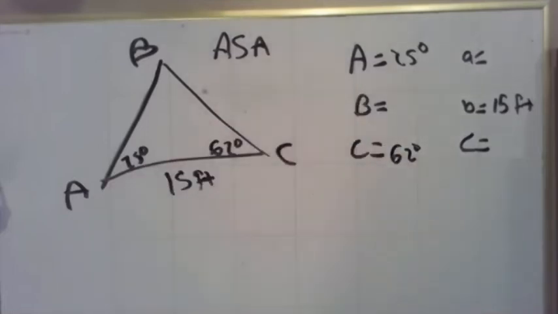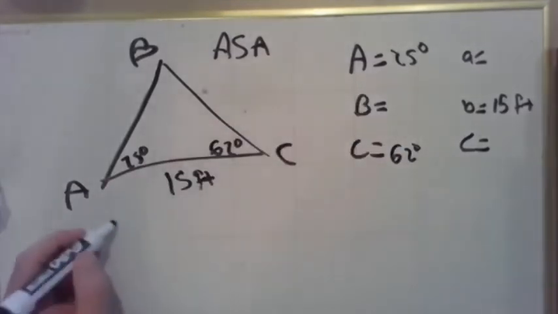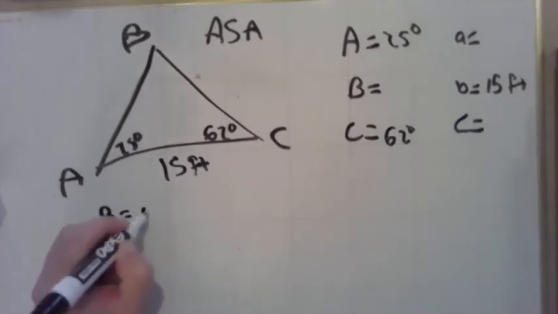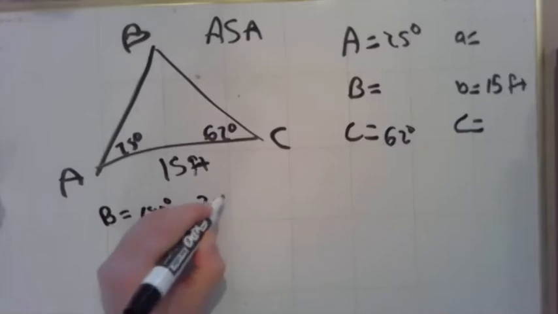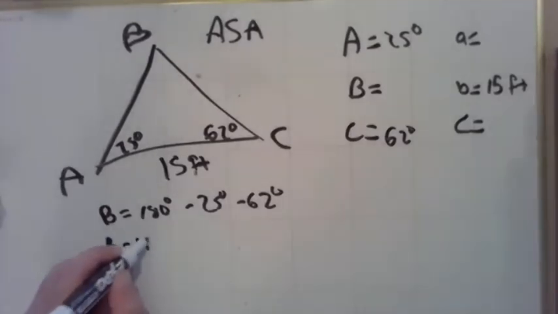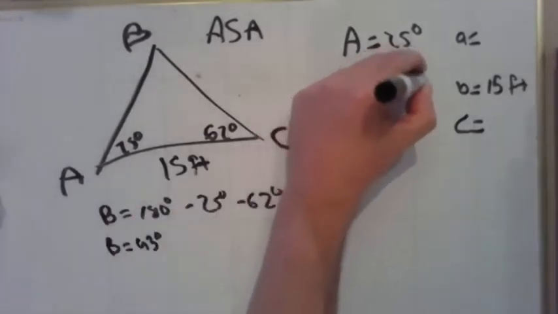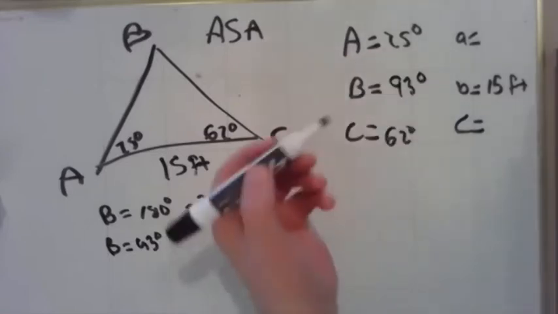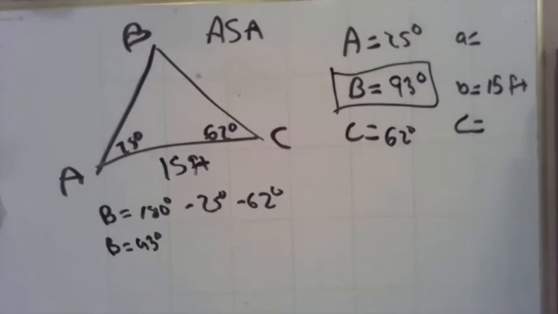Okay, finding the third angle. If you know two angles, you know the third. The third angle is 180 minus 25 minus 62. So I've got my calculator here. I'll type that in. 180 minus 25 minus 62. 93 degrees. Anything you find yourself, you should circle. Just as a reminder to yourself, this is not something I was given, it's something I found myself.